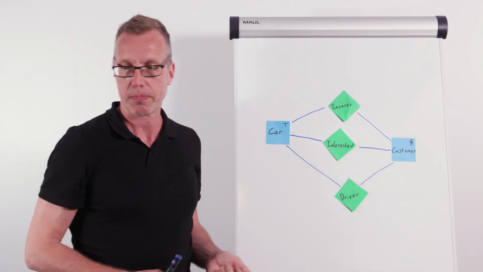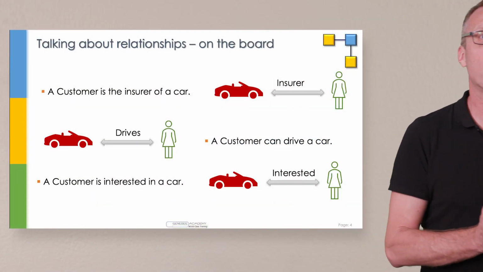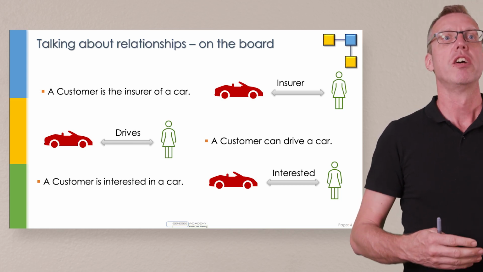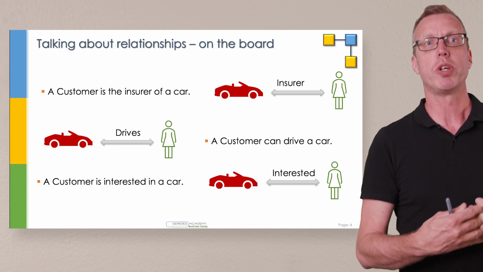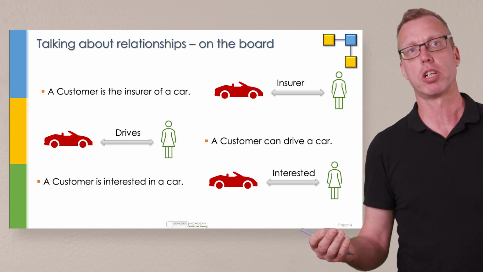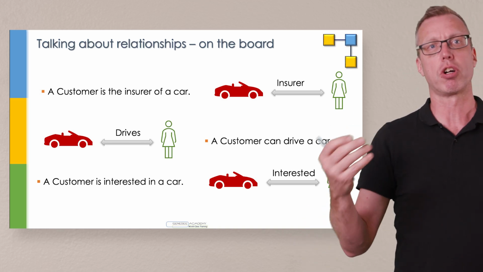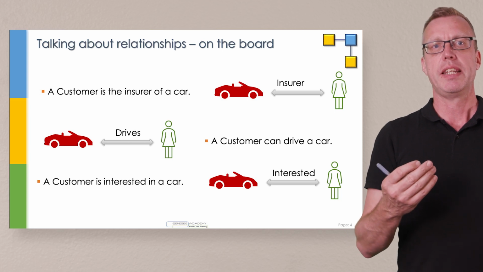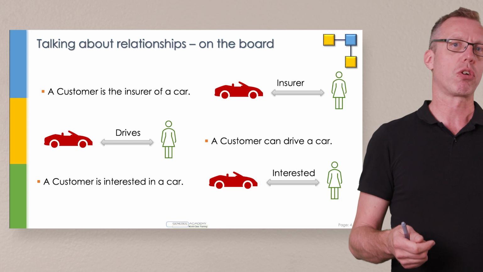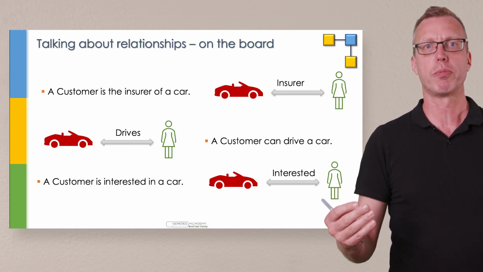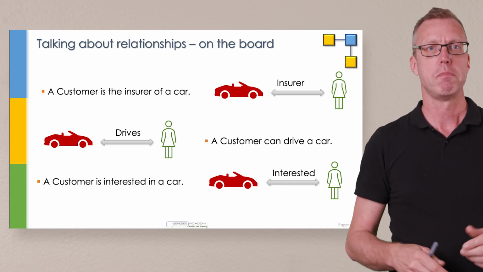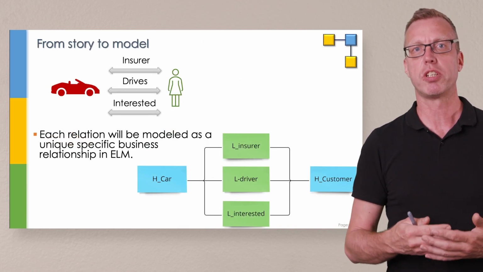Let's go back to recap. Okay, welcome back. This is the recap of what I just showed you on the whiteboard. What we want to do with everything we do is go from a story back to the model. If we have a car and an insurer of the car, that's a customer, and a driver of the car and someone interested in the car, they are going to be modeled in Elm as three different relationships. So I have a car core business concept, the customer core business concept, and the insurer relationship, the driver relationship, and the interest relationship. That's the way we're going to model unique, specific, natural business relationships.